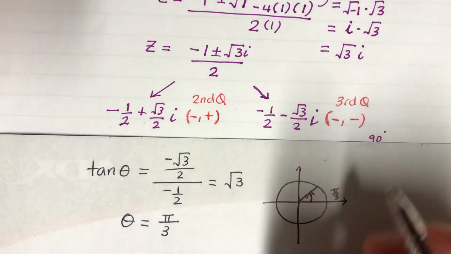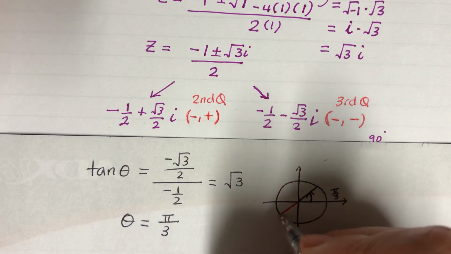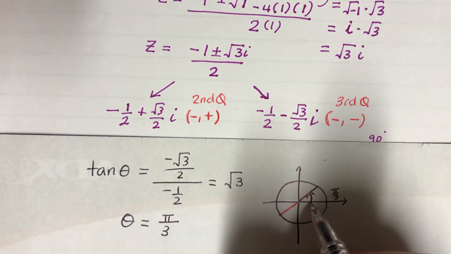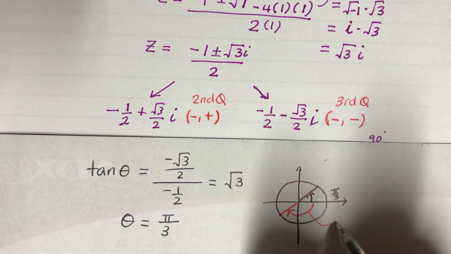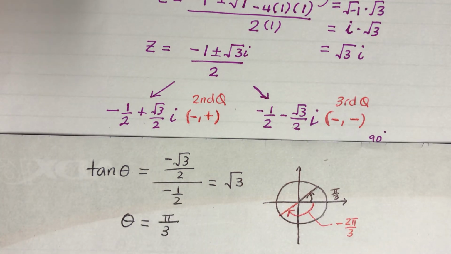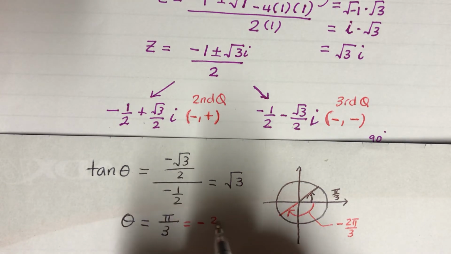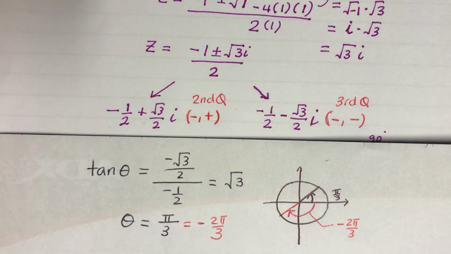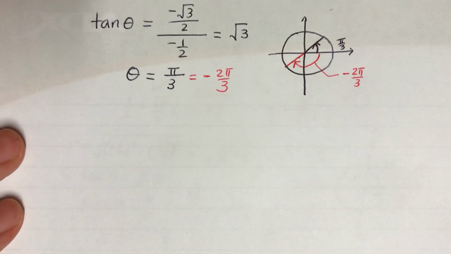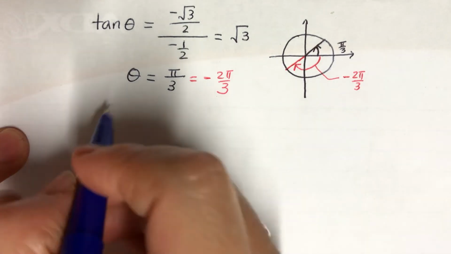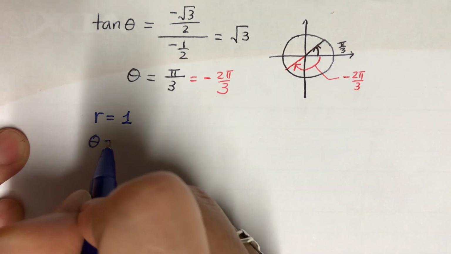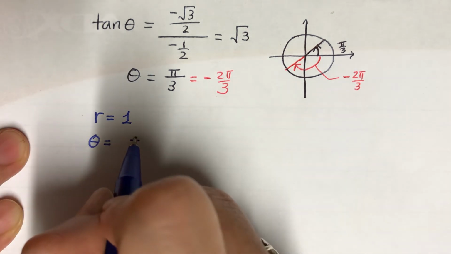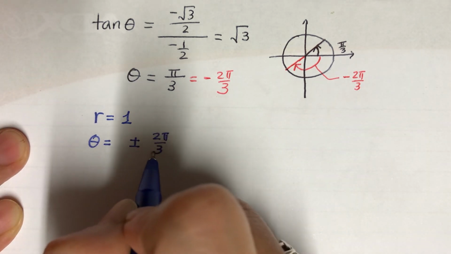So what I'm going to do is make this here. And that goes from here to here, and it's supposed to be 180. So that part is minus 2 pi over 3. Okay, so therefore it's minus 2 pi over 3. So let's tidy it up. I'm going to push this one up. So what happens now is we've got modulus as 1, and then we have an argument of plus or minus 2 pi over 3.